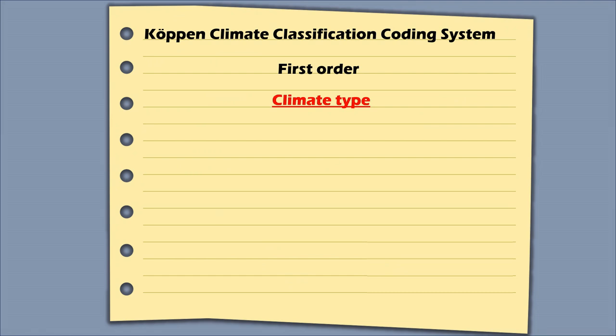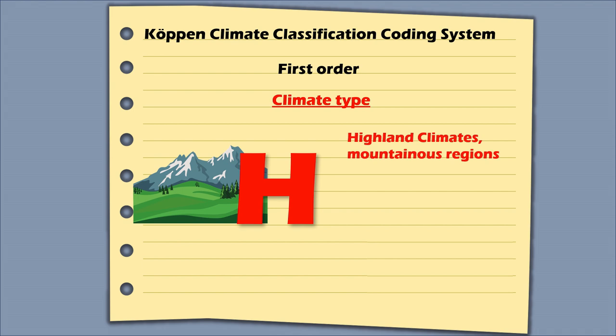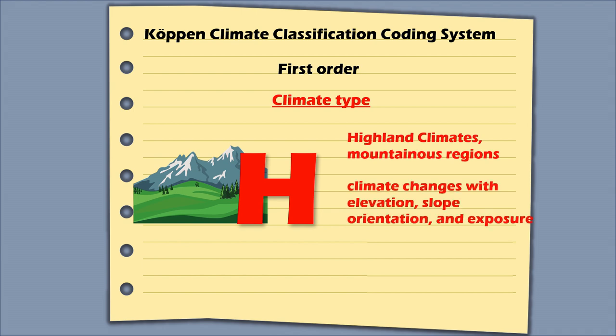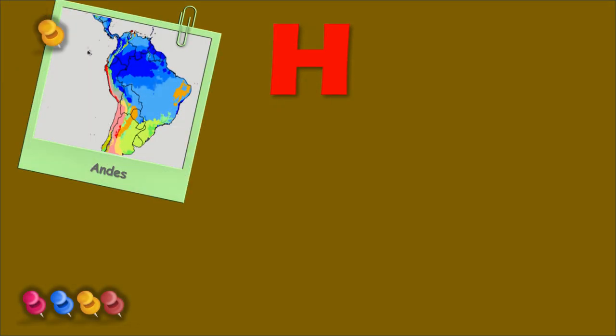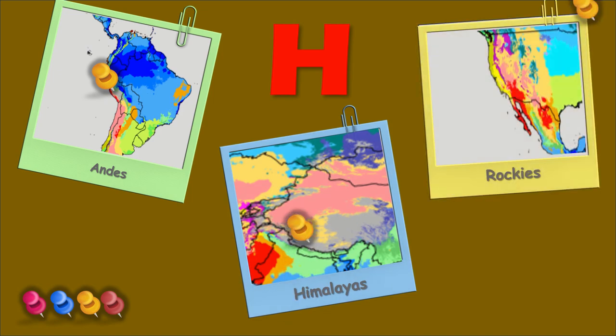Other than these 5, a sixth group was added later, which is H, or highland climates, found in mountainous regions. Here, climate varies with elevation, slope orientation, and exposure, and a single mountain range can contain several climate types over a short distance. Think the Andes, the Himalayas, or the Rocky Mountains.